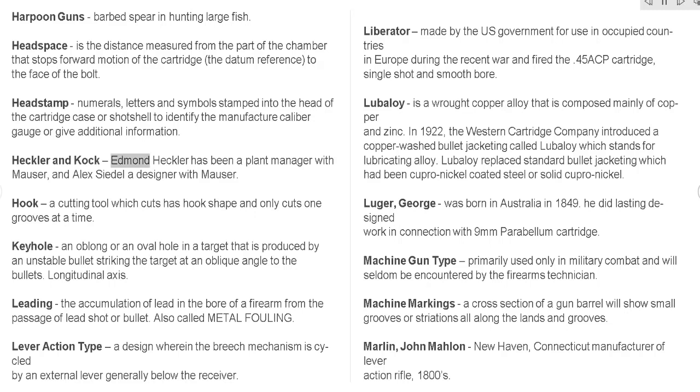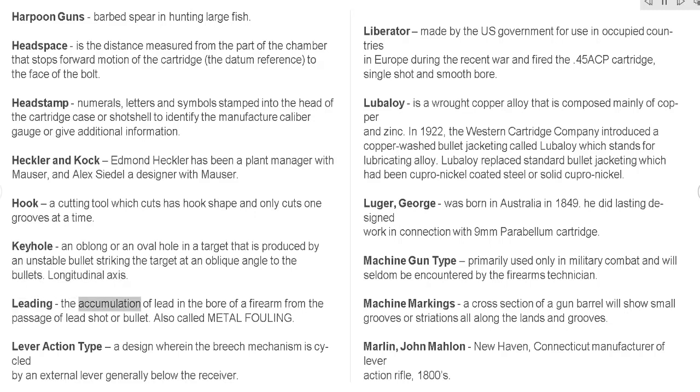Heckler & Koch. Edmund Heckler had been a plant manager with Mauser, and Alex Seidel a designer with Mauser. Hook, a cutting tool which has a hook shape and only cuts one groove at a time. Keyhole, an oblong or oval hole in a target that is produced by an unstable bullet striking the target at an oblique angle to the bullet's longitudinal axis.